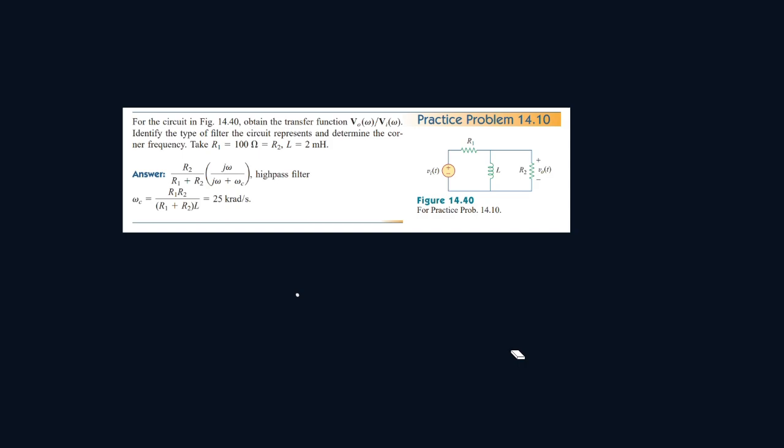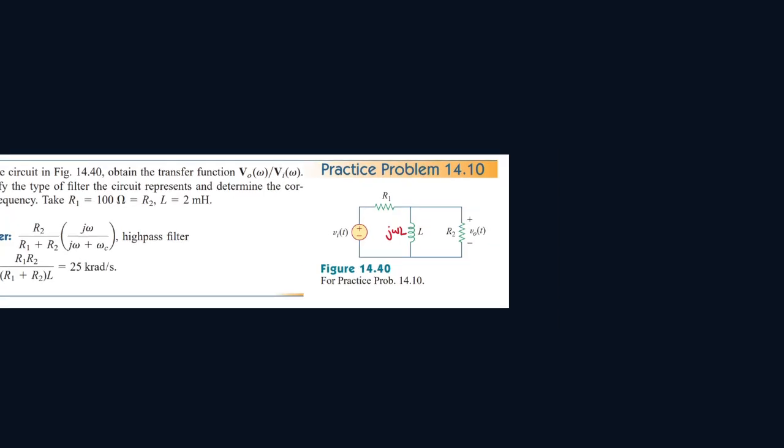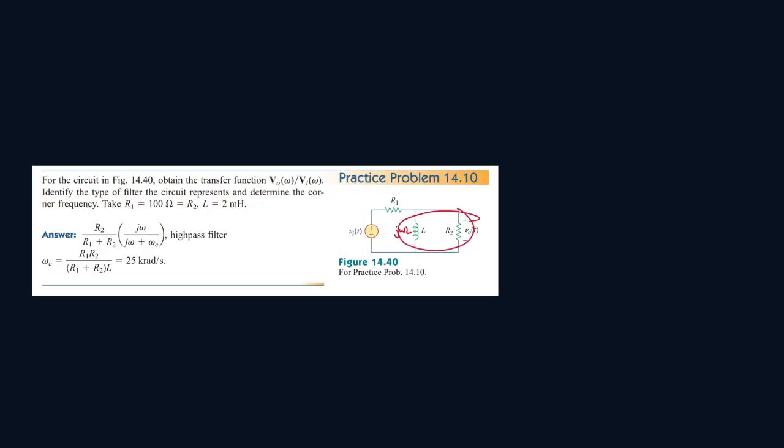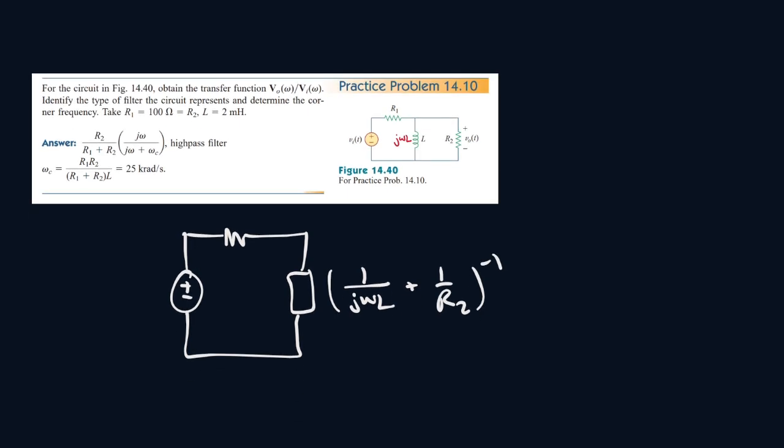Okay. So the first thing we can do is get the impedance values for everything. The impedance value for this is just R. For the inductor, it's just JWL, and this is just R2. So let's combine these two first. It'll be 1 over JWL plus 1 over R2, all to the power of minus 1.